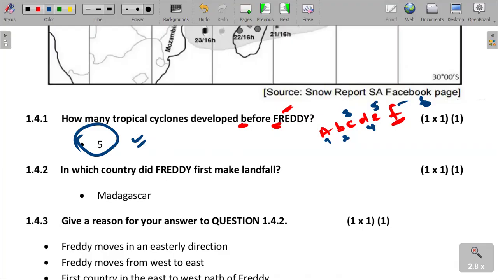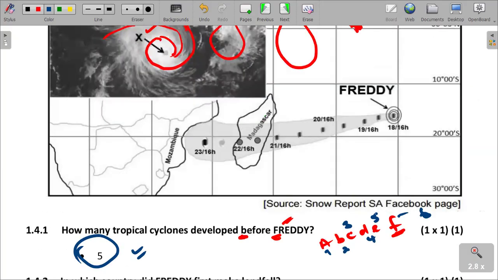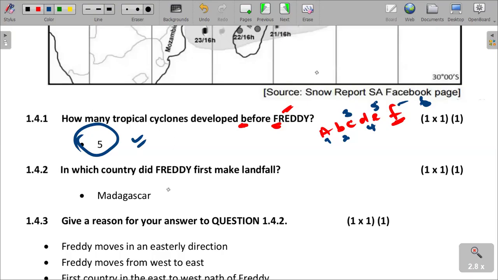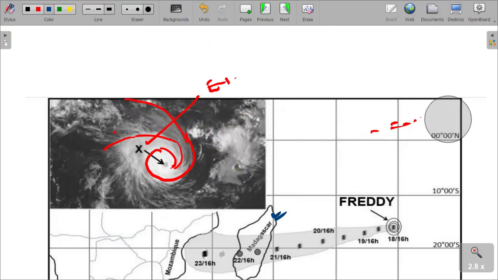In which country did Freddy first make landfall? As we are seeing there, it is first Madagascar that you can see here. So what we want to understand is that Madagascar is the first country where it actually makes landfall. I hope that we are together and people are understanding and following properly.